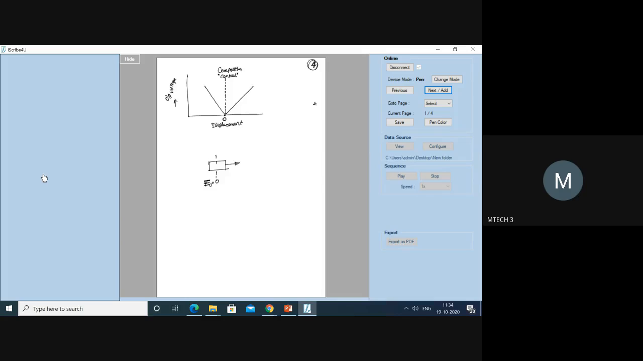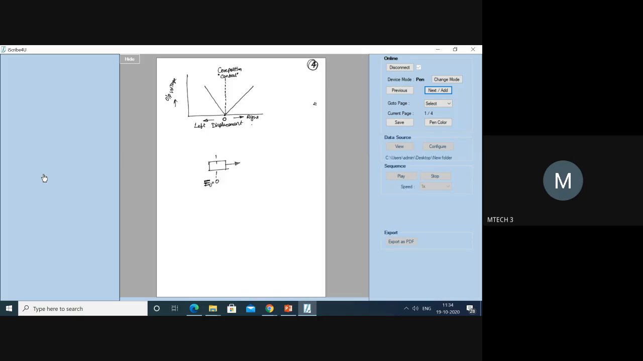Once you move to the right, this is to the left of the position. You are giving the displacement, and the displacement is directly proportional to the output voltage. That is the basic principle of the LVDT.